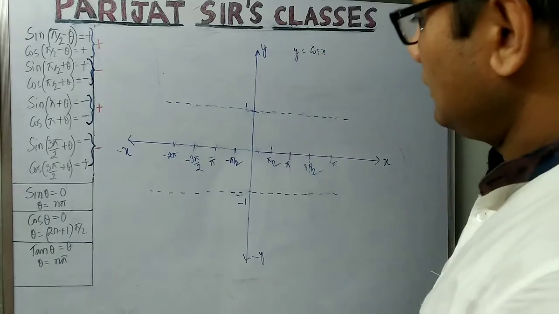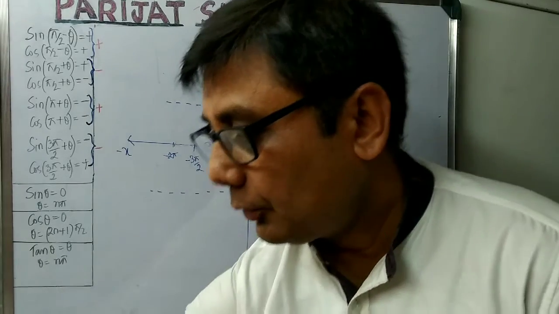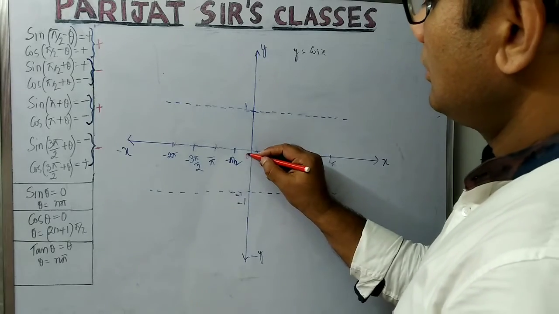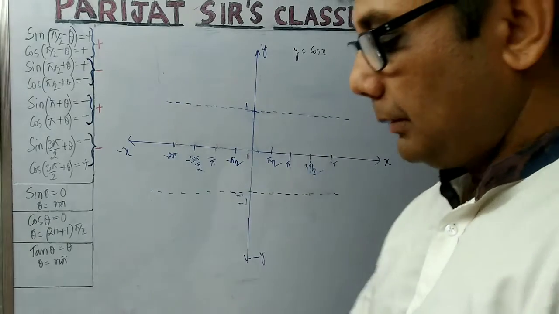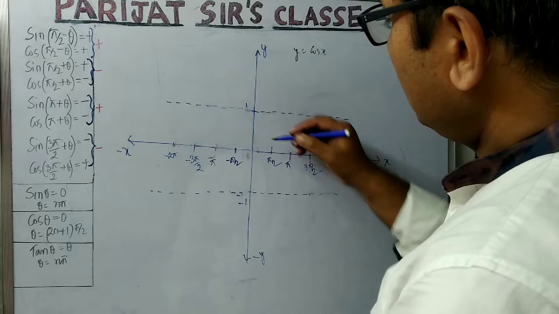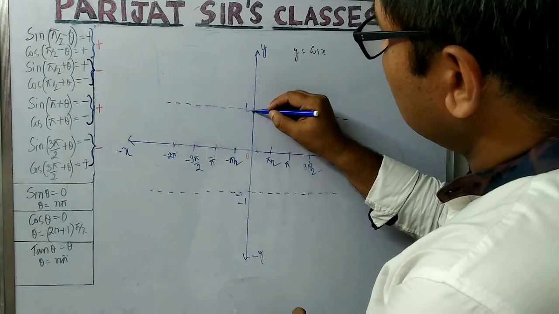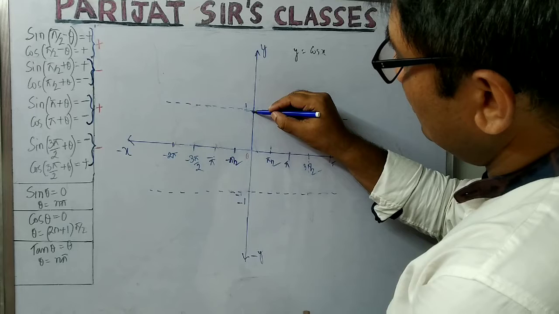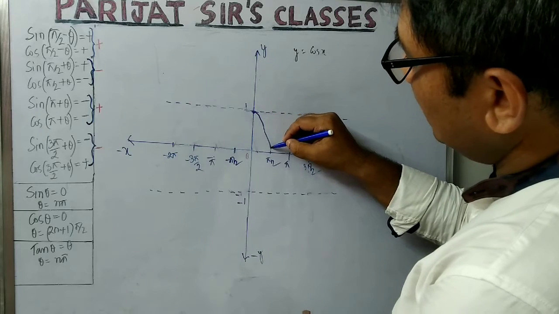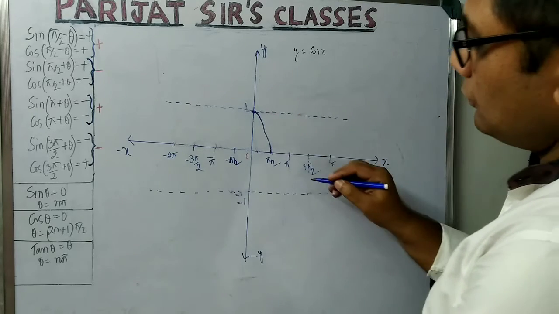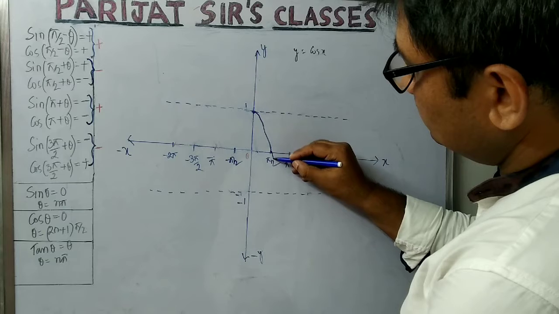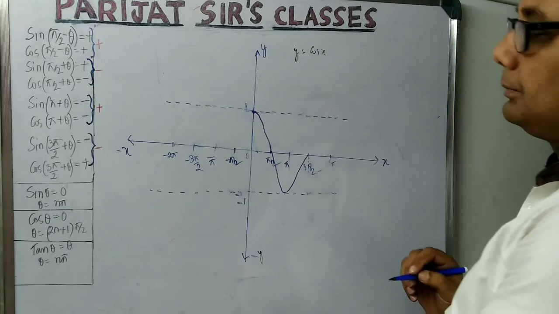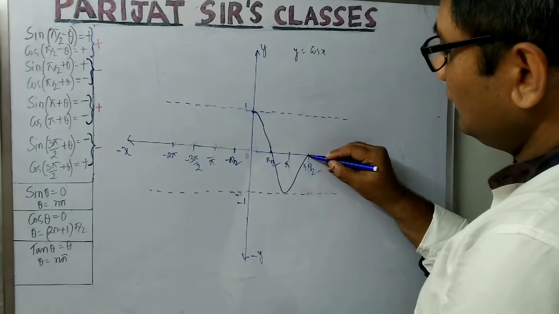So if I plot it, we can see that when it is 0, cos 0 is 1, so the point will be here. Cos 90 degree is 0, so the graph comes like this. Cos 180 degree is minus 1, so this, and cos 3 pi by 2 is 0. So this continues.